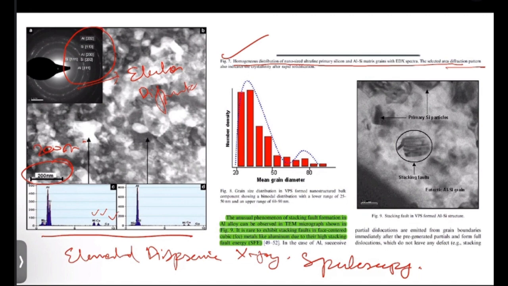Now, you can see how the grain size is distributed. Obviously, we have performed VPS, so it should be in the nanometer range only. Most of the particles are in the range of 20 to 40 nanometer, but some particles are also in the range of 50 to 80. They have already mentioned the range: the lower range is 25 to 50 nanometer, and the upper range is 60 to 90 nanometer.